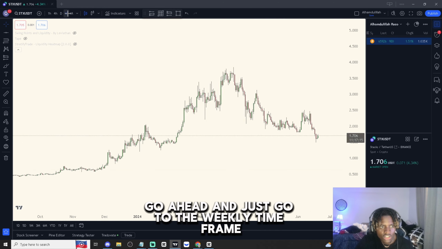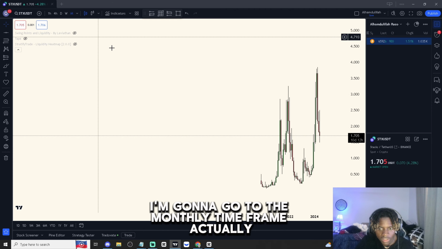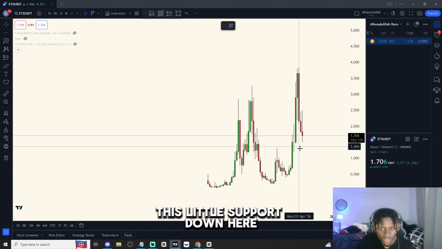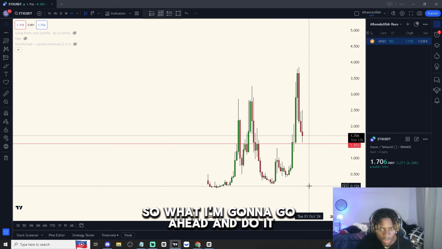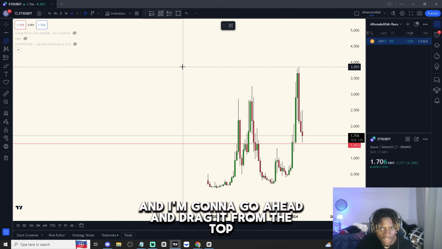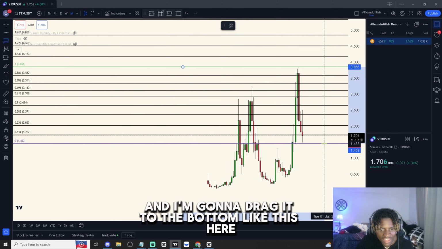And I'm going to just go to the weekly time frame. So as you guys can see here, I'm going to go to the monthly time frame actually. So I'm starting to see a little wick off of this little support down here. So what I'm going to do, it looks like I'm going to drag my fib from the top to the bottom like this here.